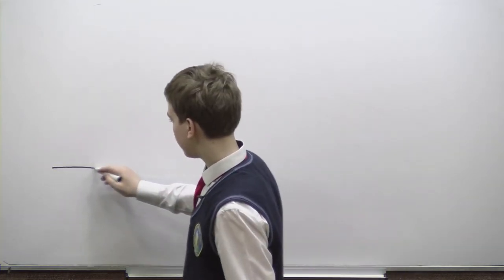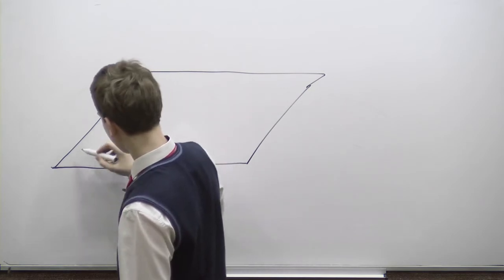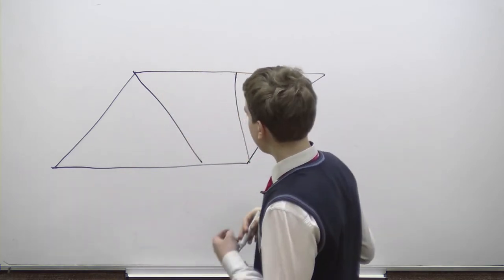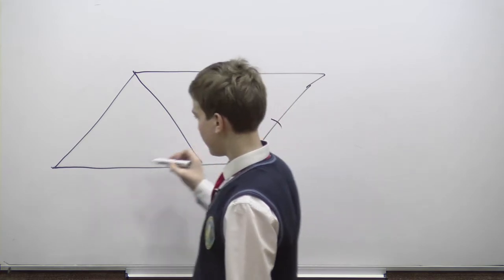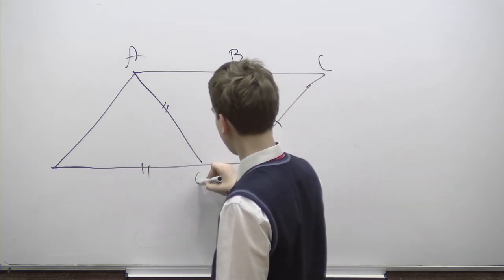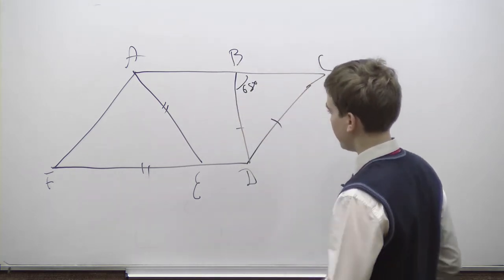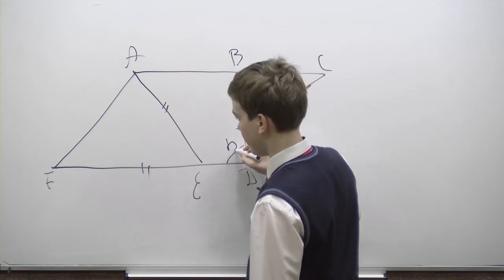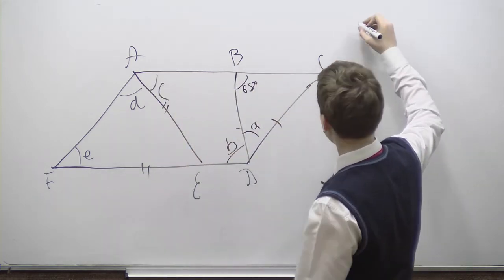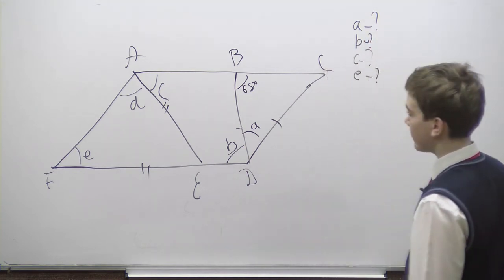I'll draw the condition. We have a figure with some lines. Now I'll draw some equal sides and put some letters, for example, A, B, C, D, E, F. And now I'll put the numbers and variables. Here is the angle with 68 degrees. Here is variable A, variable B, variable E, variable D, variable C. The question of this problem is to find all the variables. If I'm right, that's all.